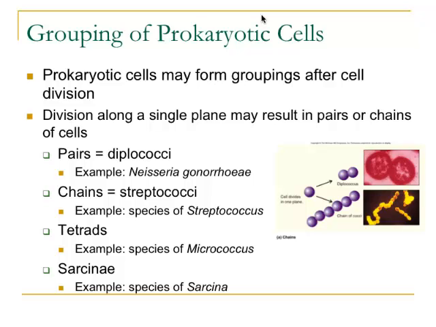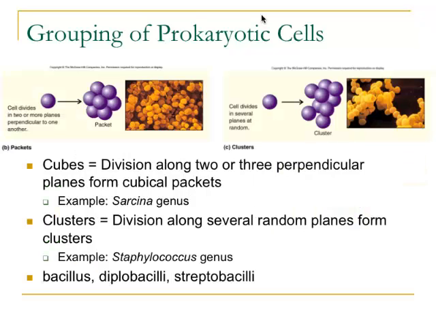There can also be specific numbers in the chains, so chains of 4 and chains of 8 would be called tetrads and sarcinae, respectively. And the same is true for the rod shape. So you can have just bacilli, single cells that are rod-shaped, diplobacilli, pairs of rods, or streptobacilli.